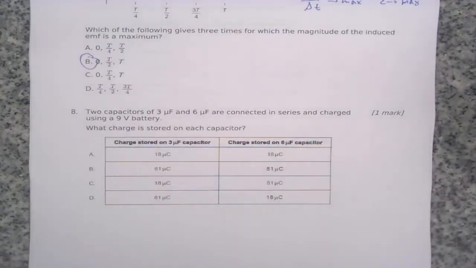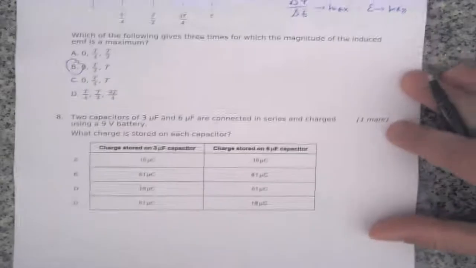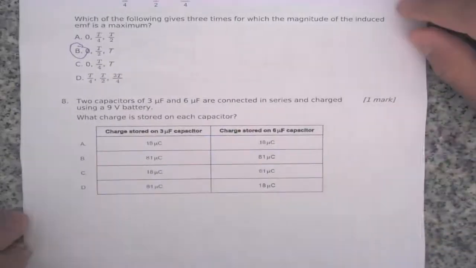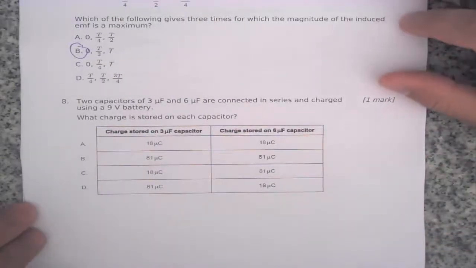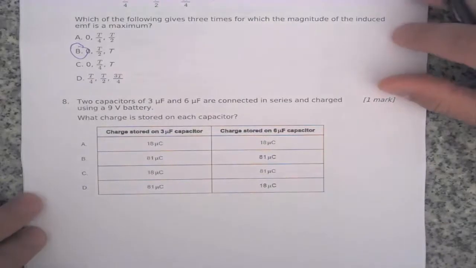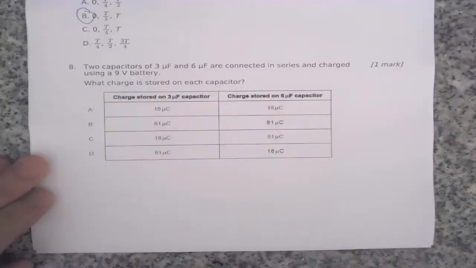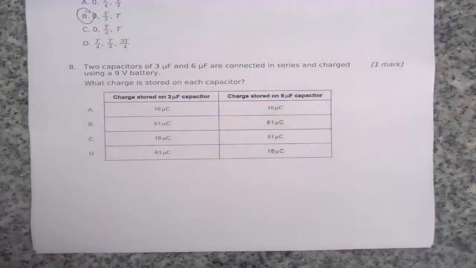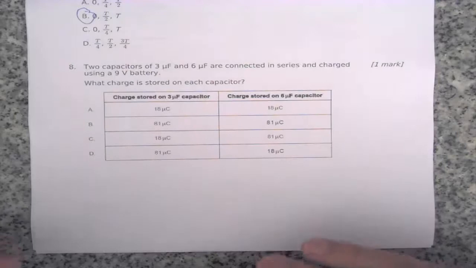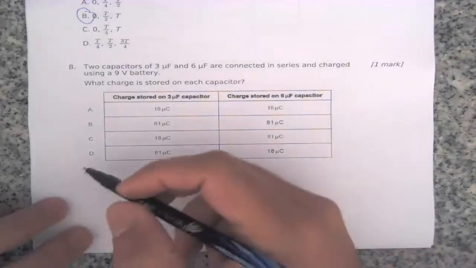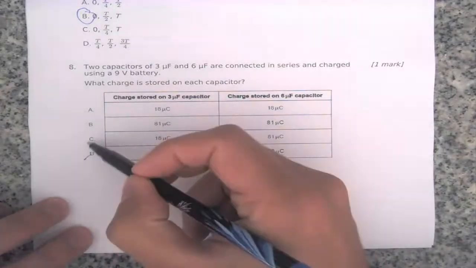Number 8. Two capacitors of 3 microfarad and 6 microfarad are connected in series and charged using a 9 volts battery. What charge is stored on each capacitor? So now what we have here, we have capacitors in series. So when they are in series, they store the same amount of charge because the same current charges them. So it cannot be D, it cannot be C.